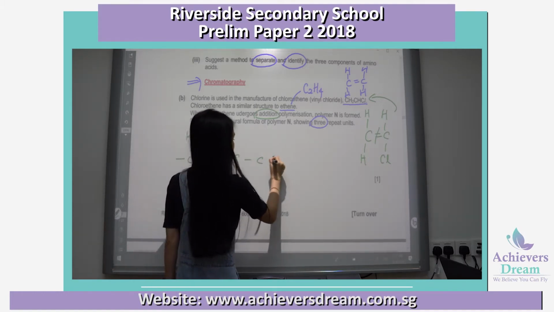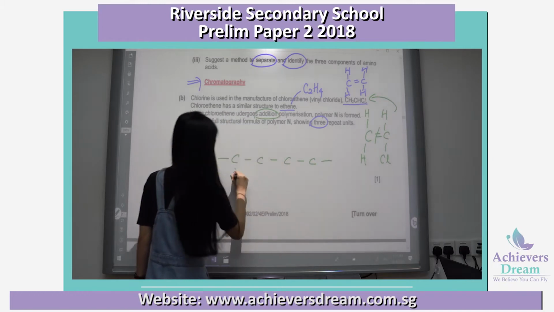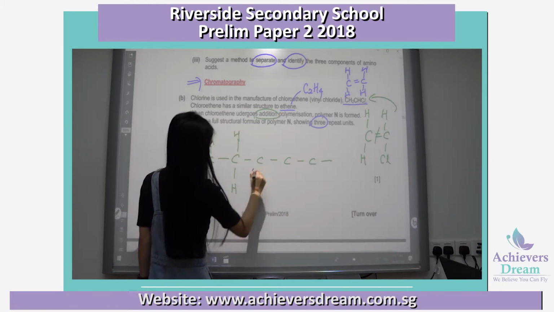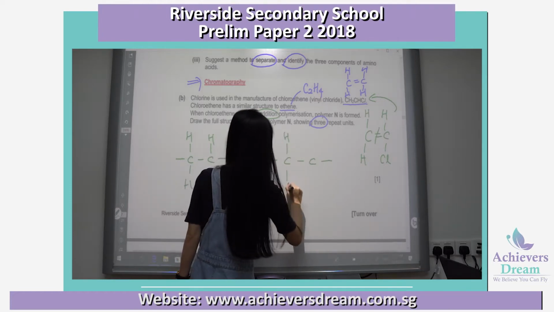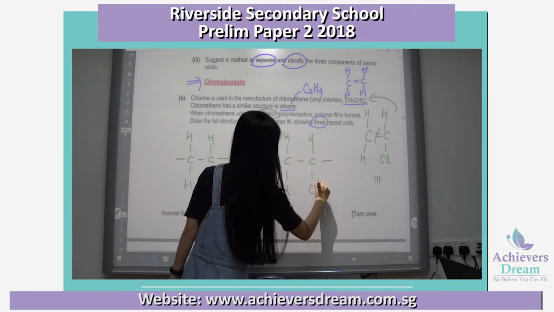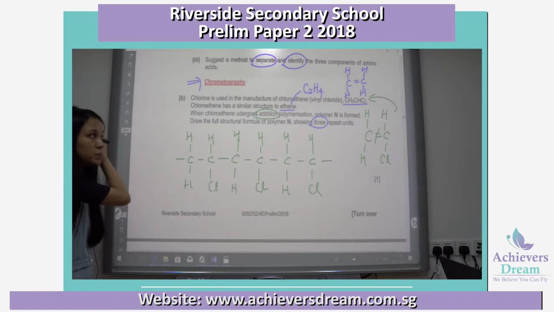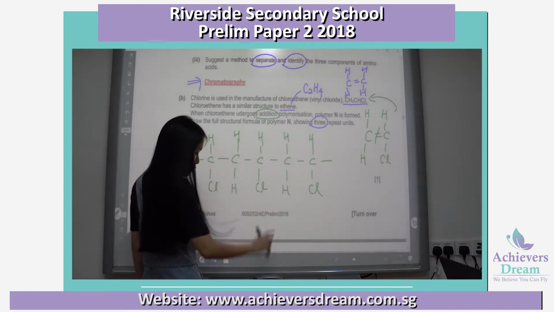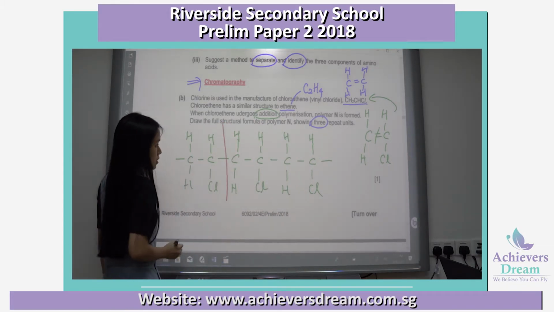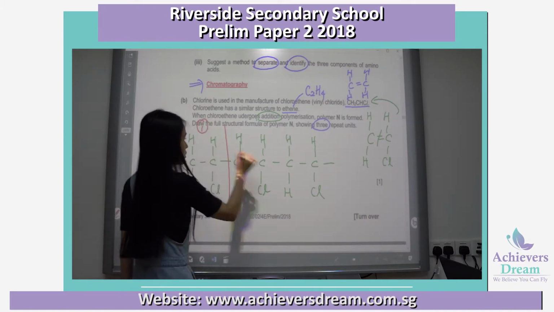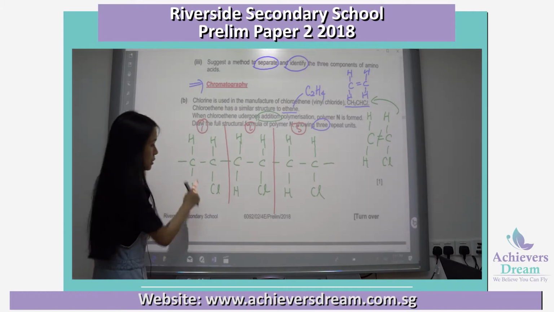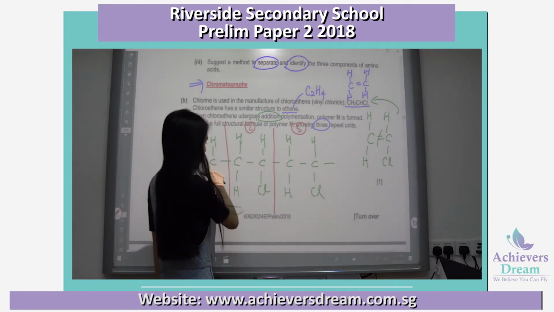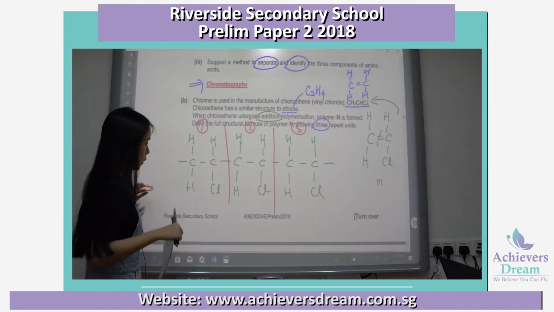Because we want 3 repeating units, the rest of it will just be the same as the first one. So this will be your polymer N. Let's check if there are 3 repeating units: the first repeating unit, the second repeating unit, and the third repeating unit. Please check that all the repeating units have the same structural formula.